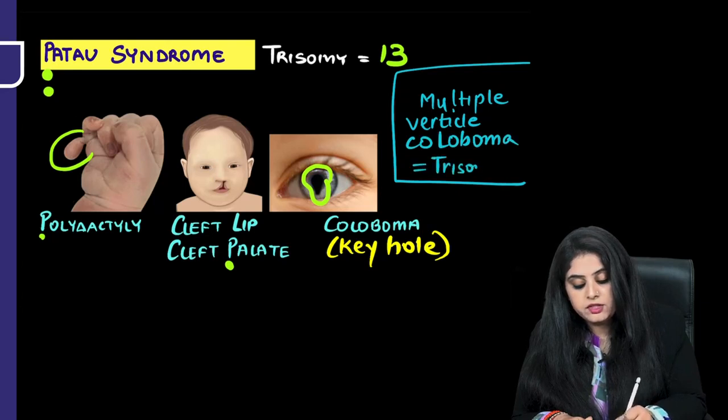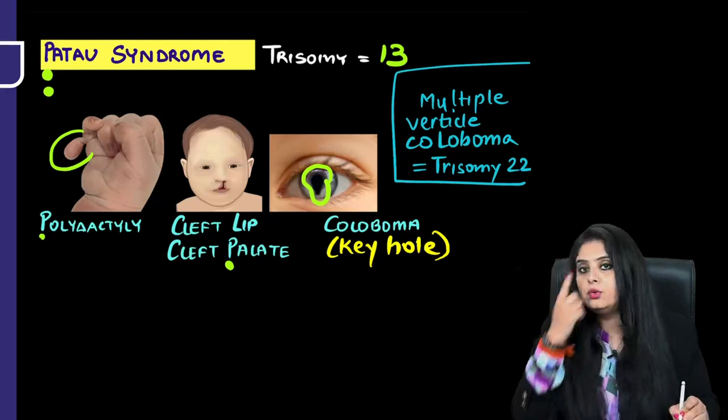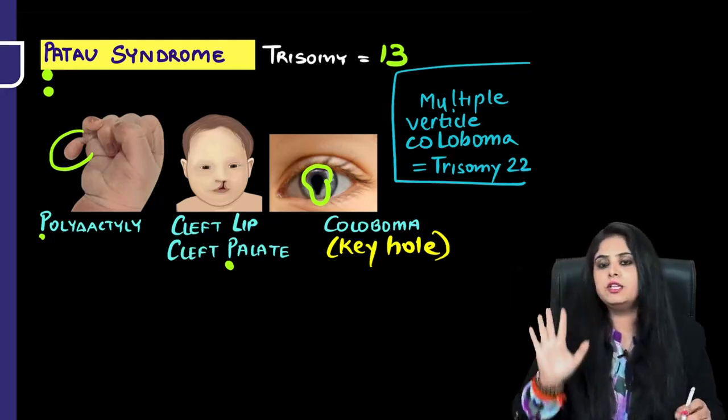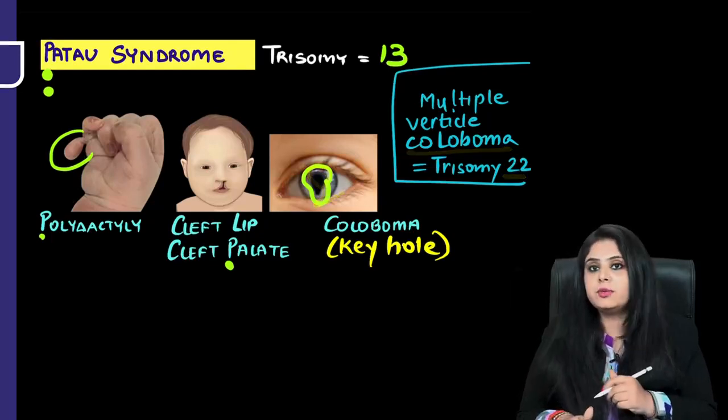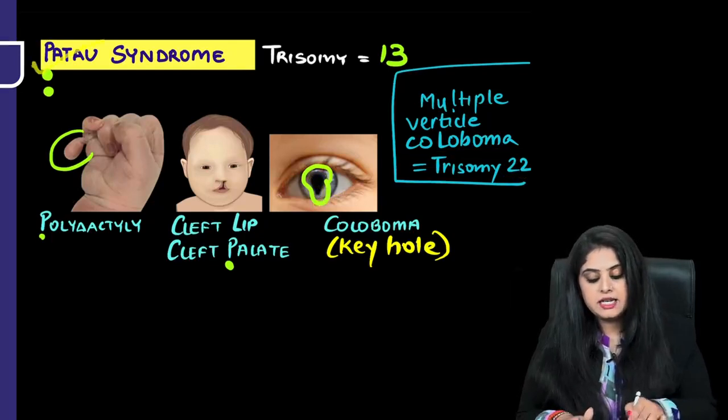That is associated with trisomy 22. I had learned "cat eyes". So in cat eyes, lots of keyholes, lots of colobomas. So that is going to be trisomy 22. Let's move forward. Patau's age is 13.